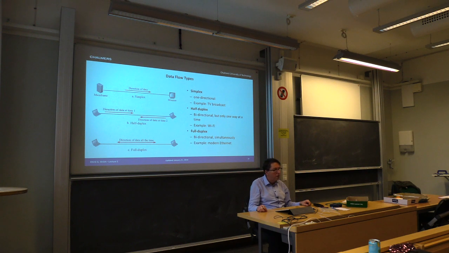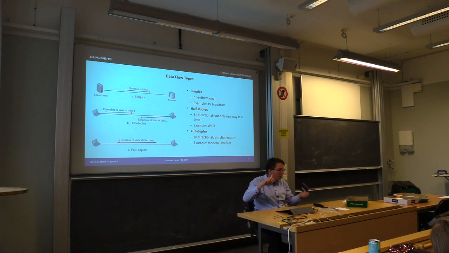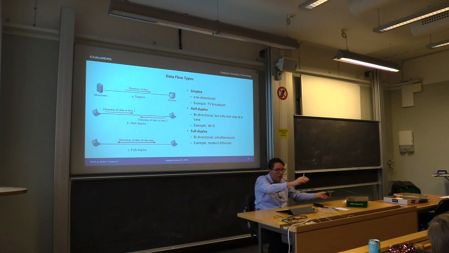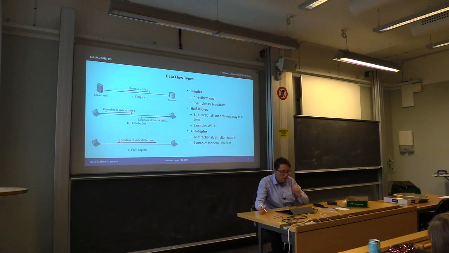So data flow types tells us how we can use a cable or something like this. So when I connect two things with this, now I only have one thing, but when I connect this and then think of we have a computer here. So the data transfer here, can it go in both directions or not? And can it go in both directions simultaneously or not? Okay, so that has to do with data flow types.